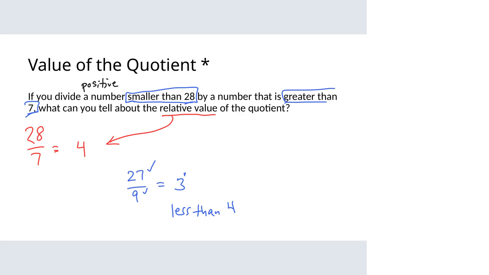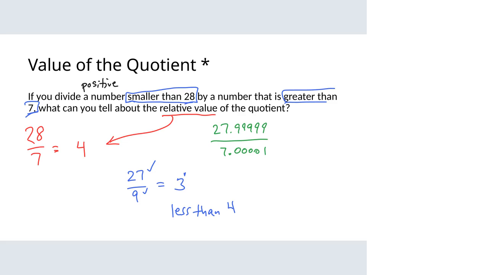If you really want to convince yourself, well, yeah, but what if it has to be 3 or less? Because I don't see anything bigger than 3 here. All right, well, let's try the number that's as close as possible to 28. Let's try 27.99999. And I want something greater than 7, but as close as possible to 7. How about 7.00001?